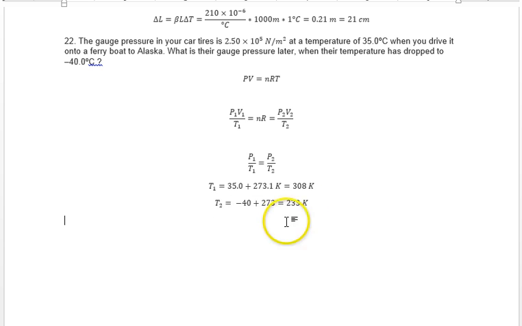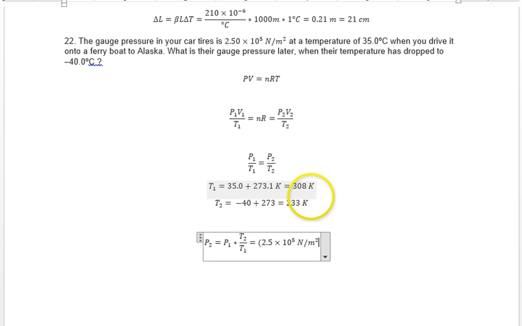And now that we have these in Kelvin, we can use this equation. All right, we can say P2 is P1 times T2 over T1. So this is 2.5 times 10 to the 5th newtons per square meter times T2, 233, divided by T1, 308.